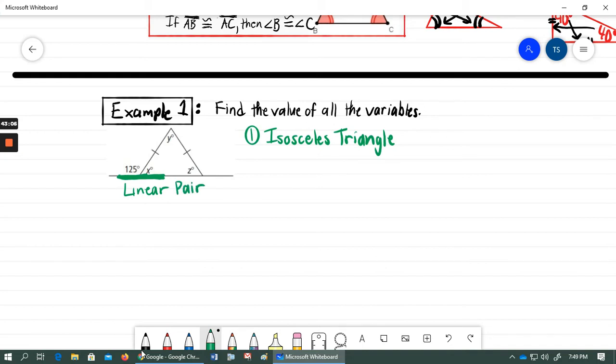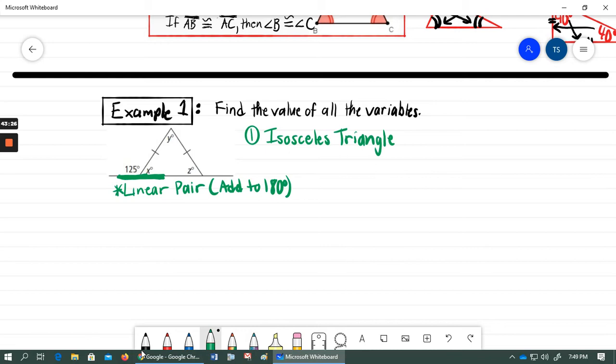Those two are a linear pair, which means, again, that they're supplementary, which means that they add to 180 degrees. I'm not going to put all of that, but again, they're supplementary, which means that they add to 180 degrees. Okay? All right, do you all see that right there?